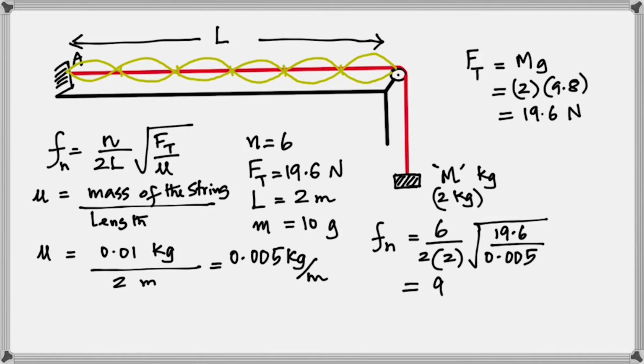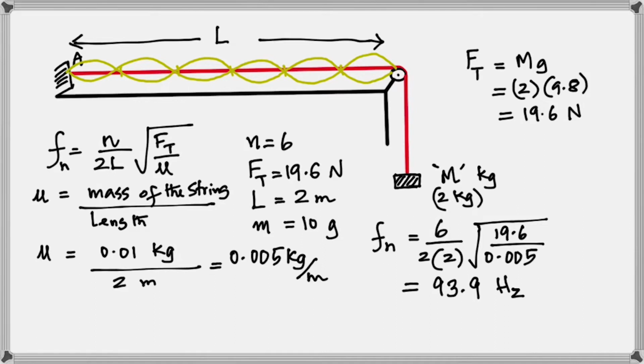You got 93.9. Who knows the unit of frequency? Hertz. So this is the frequency if the string vibrates as 6 segments, isn't it? So here's another question. What if you make the string vibrate as one segment? What would the frequency be? Just divide by 6.